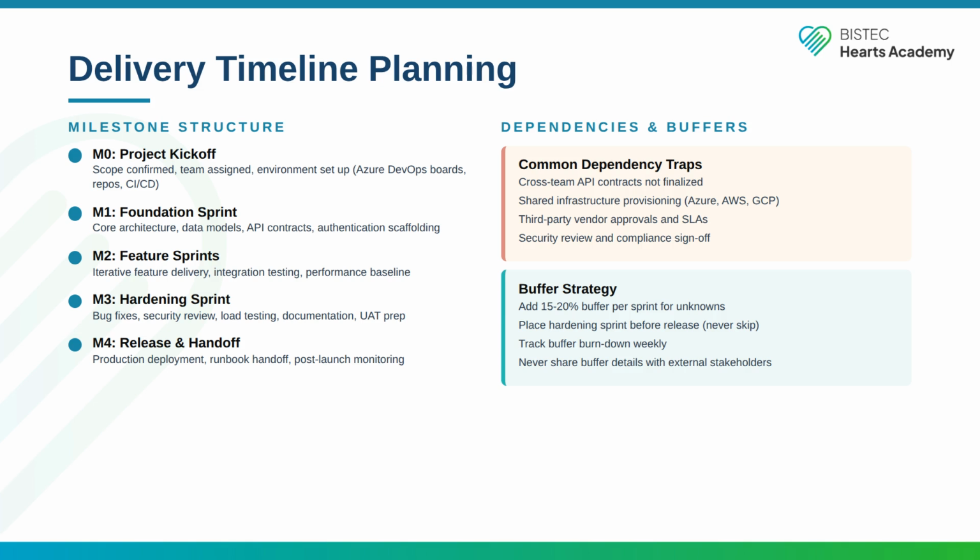On the dependency side, there are common traps that kill timelines because nobody tracks them. Cross-team API contracts that are not finalized, shared infrastructure provisioning, Azure, AWS, or GCP resource requests that take days or weeks to process, third-party vendor approvals, security review and compliance sign-off. Map all of these in Sprint 0.